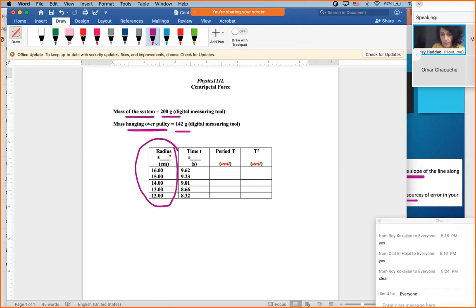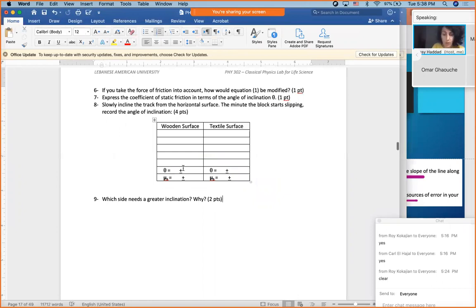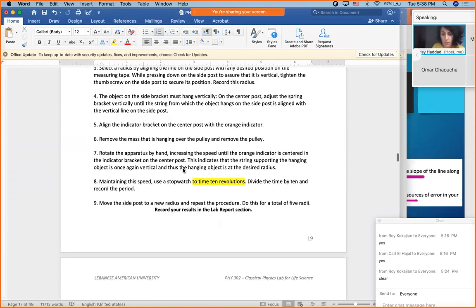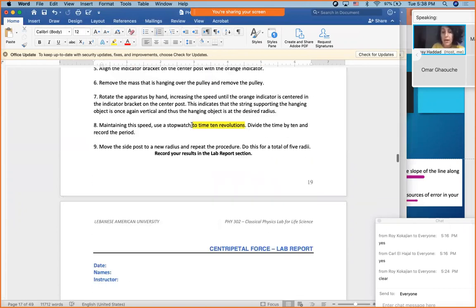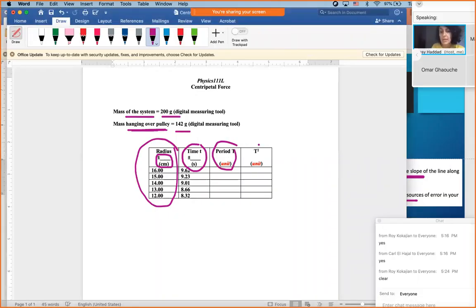You can tell the error. I'm using a regular ruler. The timer, I'm using a digital measuring tool. The period, by the way, you can see here, yes, not here in the procedure, they say to time 10 revolutions. Yani it's gonna rotate 10 times to time. So for you to be able to find the period, you divide by 10 and then t squared. And I don't see that they want the error on period and period squared.